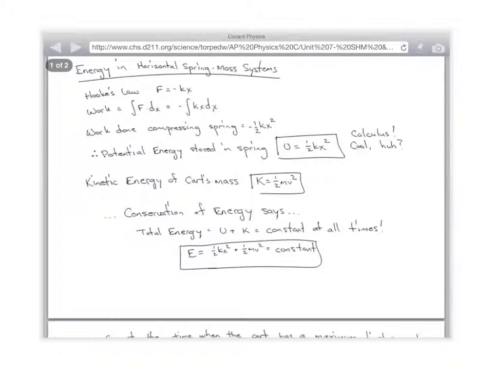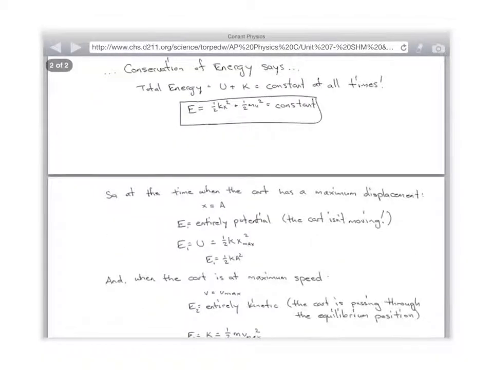It's okay to write 1/2 kx squared initial equals 1/2 mv squared final. How come? Because they do. That's true. But it's not okay to write 1/2 kx squared initial equals 1/2 mv squared initial, because that's not true, unless in the weird circumstance that it is, but that would be a special case you're never going to see. So, at the time when the cart has maximum displacement, x is A.